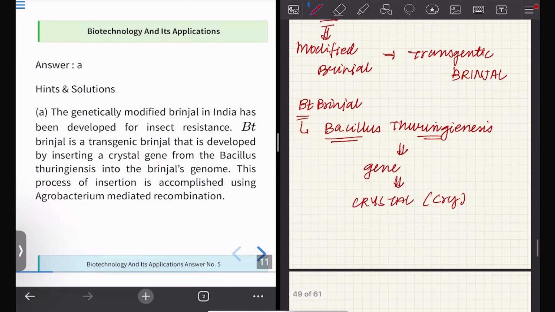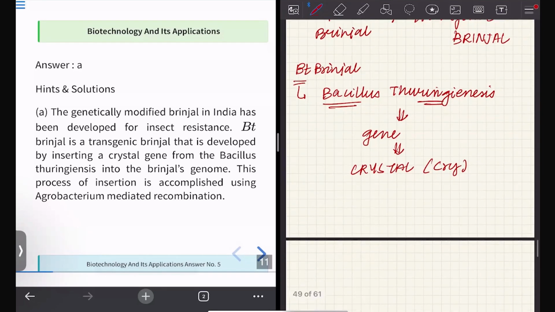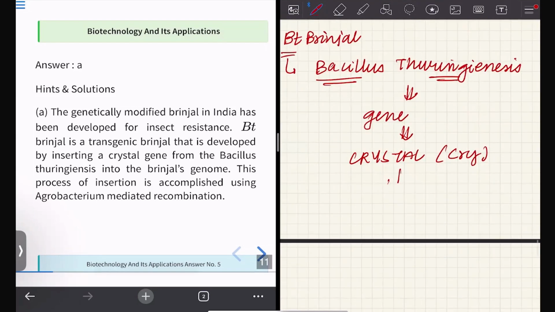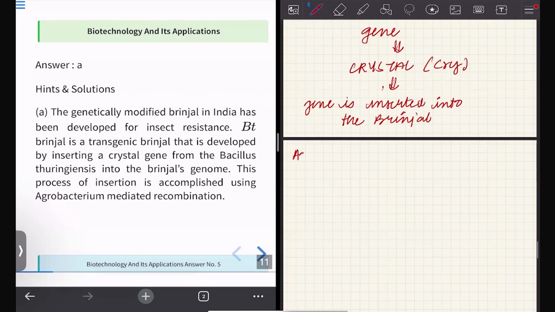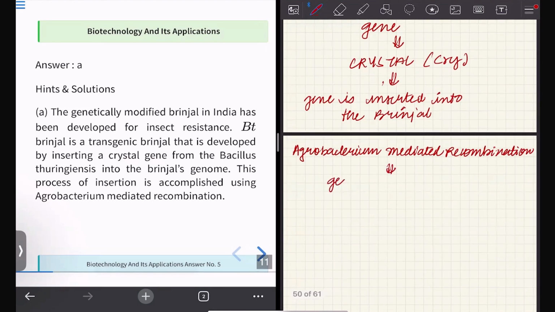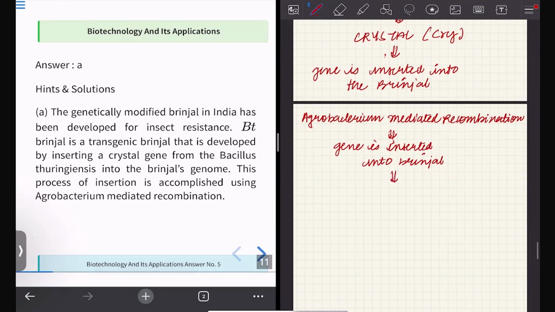So we take out this cry gene from the Bacillus thuringiensis, and then this gene is inserted into the brinjal. And how do we insert this gene? It is using agrobacterium mediated recombination. This is the process that is being used, and with this, the gene is inserted into the brinjal. And what is the final outcome? The brinjal plant develops insect resistance.